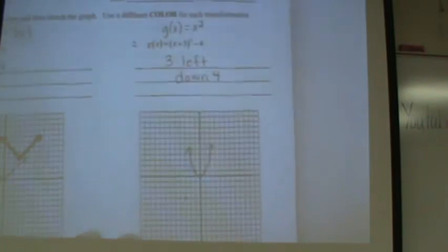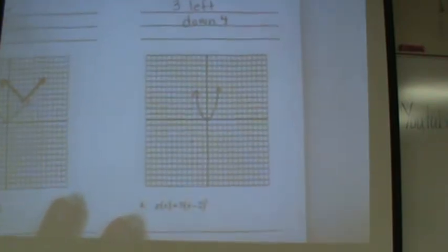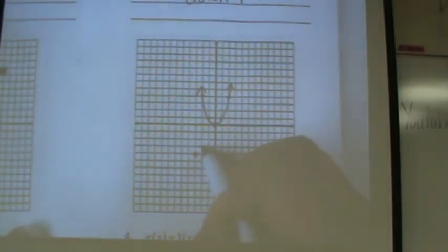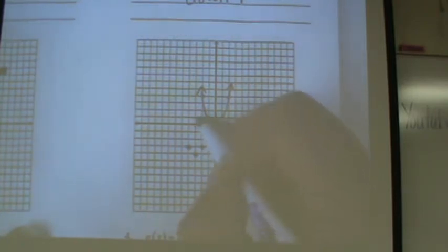And from there, from here, you're going to go over 1, up 1, over 2, 1, 2, 3, 4. And if you wanted to do 3, 9, you can do that.